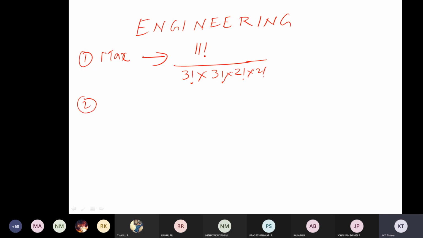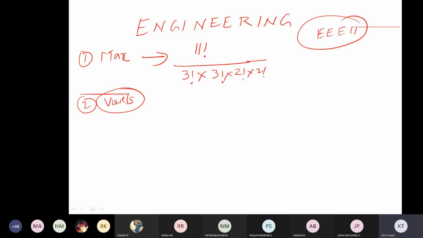Now my another question comes: how many maximum words possible if the condition is that vowels should always be together? What are the vowels? There are 3 E's and 2 I's. So these 5 letters should not be separated. Out of the 11 letters, these 5 positions should be consecutive, and no consonant should come between these 5 letters. These 5 letters can be shuffled among themselves, but they should be together in 5 consecutive positions.